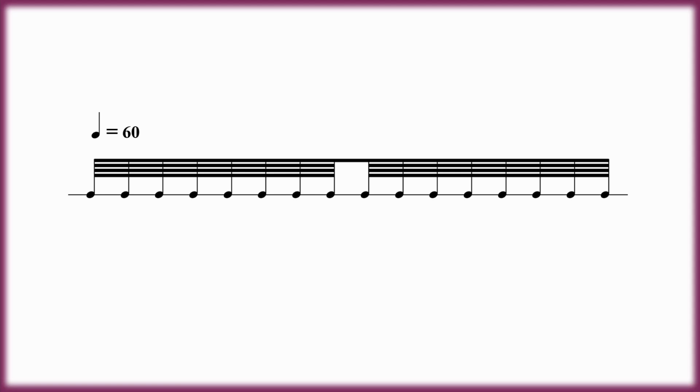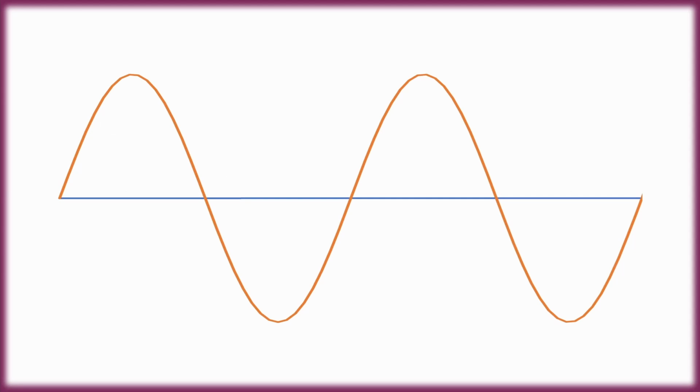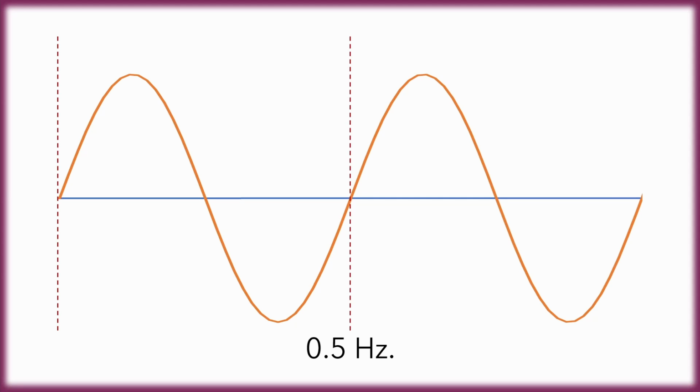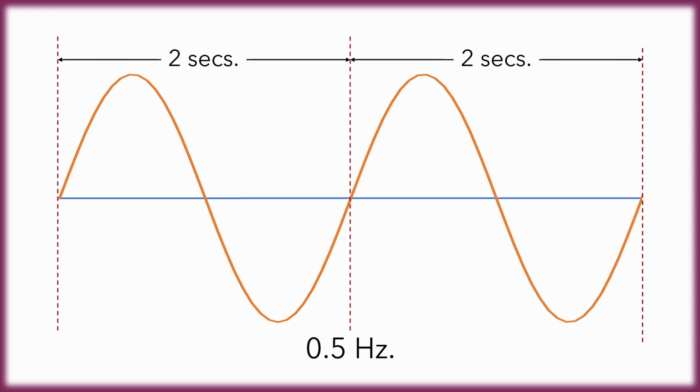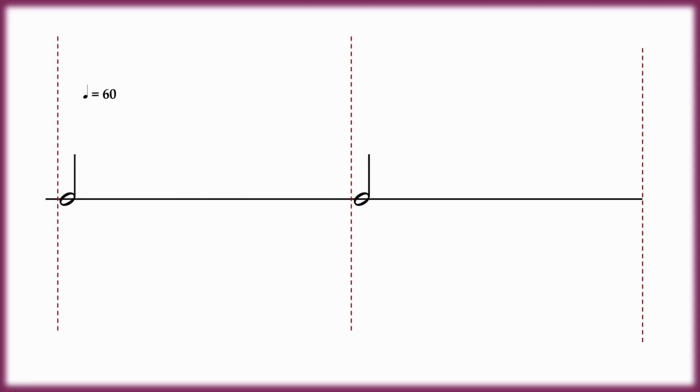At the tempo of 60 quarter notes per minute, there would be one quarter note per second, which means there would be 16 64th notes as indicated here. Reducing the frequency further to the point where there was one cycle every 2 seconds, 0.5 Hz, would create a series of impulses that could be notated like this.